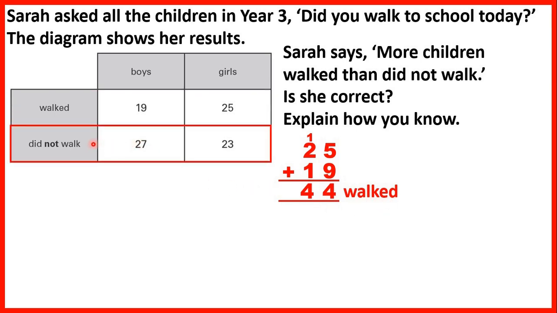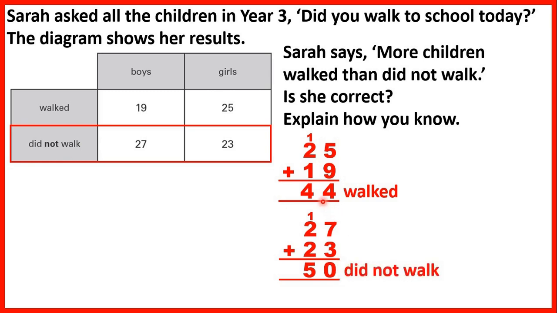And now let's find how many did not walk. We can see that that's 27 boys who did not walk and 23 girls who did not walk. So again, we can find the total number of boys and girls to find the number of children who did not walk. And 27 plus 23 is 50. So we know that 44 walked, but 50 did not walk. So Sarah is not correct.